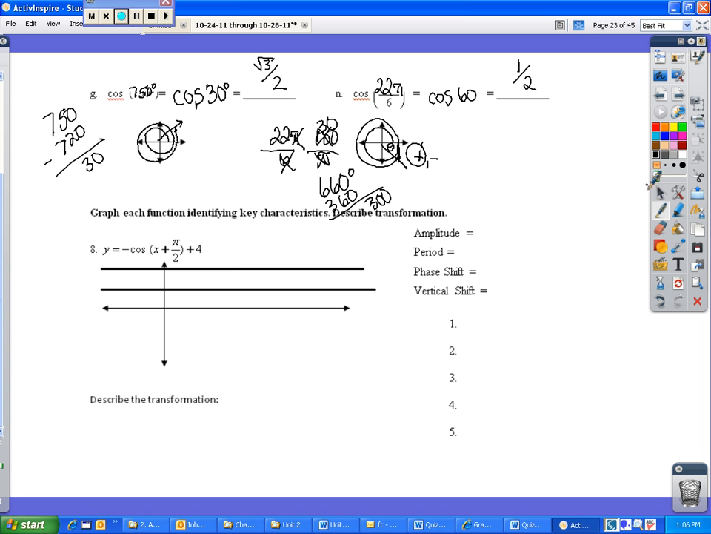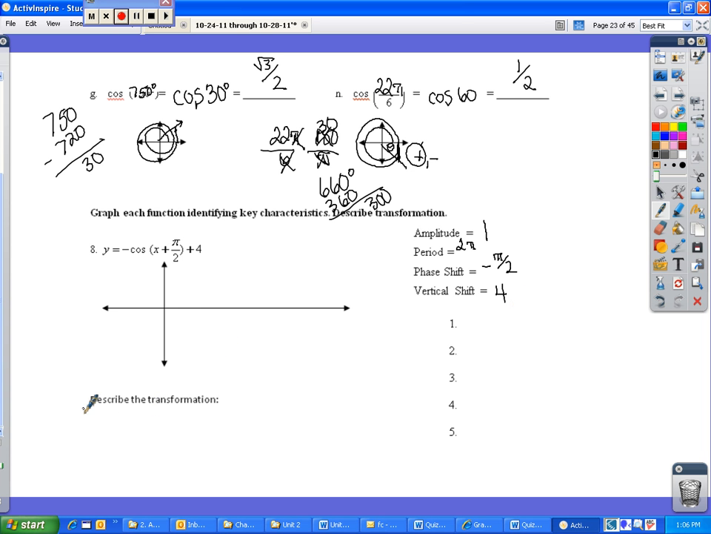Alright, for the next one we are going to graph, which means we first have to identify amplitude, period, and phase shift. So, amplitude we're going to take straight from the A value, which is right now 1, so it's going to stay 1. My period is going to be 2 pi divided by B, and in this case I have no B value, so it's going to be 2 pi. My phase shift is going to be the opposite of positive pi over 2, so it's going to be negative pi over 2. And my vertical shift is going to be this portion at the end, which is 4.